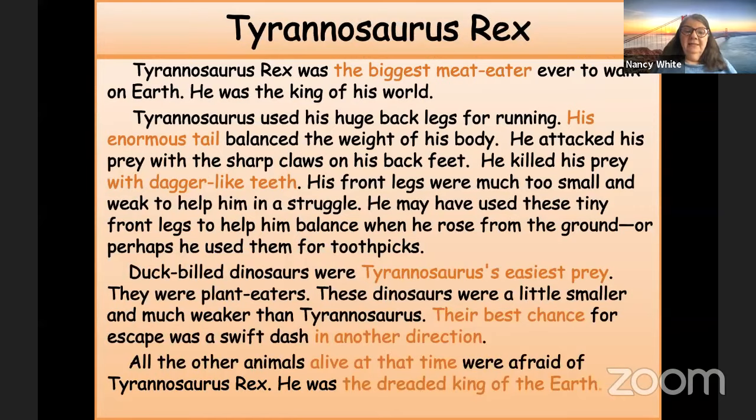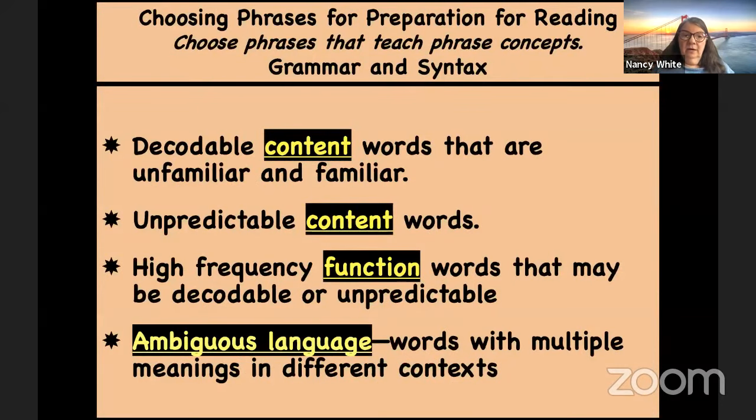So this is a passage about Tyrannosaurus Rex. And you see in orange the phrases that I chose to take out to pre-teach to students before we read the passage. And what did I base that on?